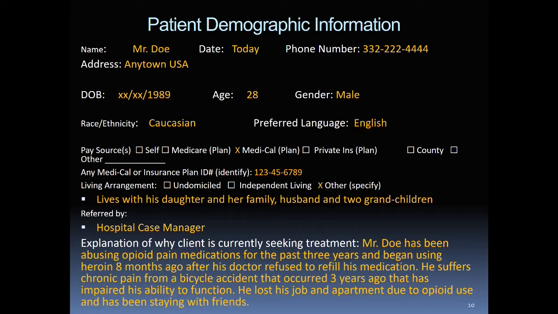So the quick summary here is Mr. Doe has been abusing opioid pain medications for the past 3 years and began using heroin 8 months ago. After his doctor refused to refill his medication, he suffers chronic pain from a bicycle accident that occurred 3 years ago that has impaired his ability to function. He lost his job and apartment due to opioid use and has been staying with friends.